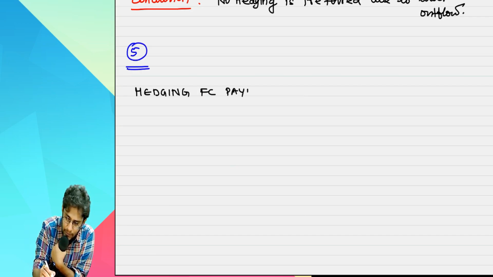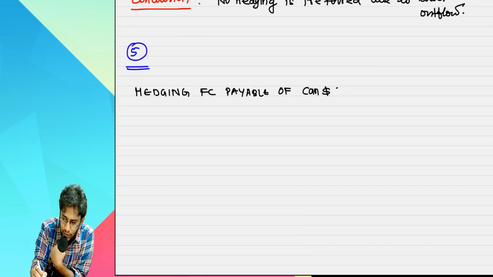Hedging FC payable of CAD 10,10,000 at 1 month.